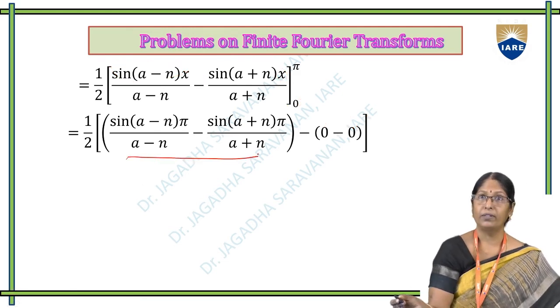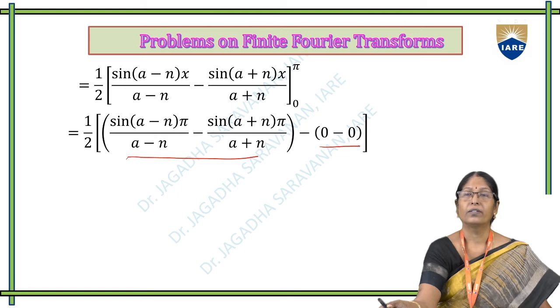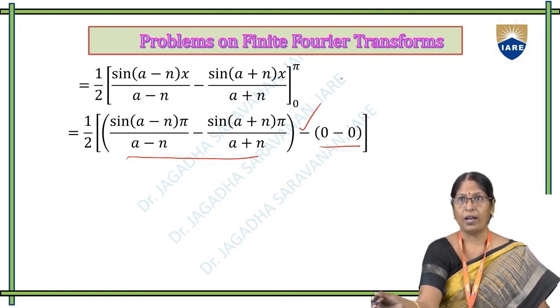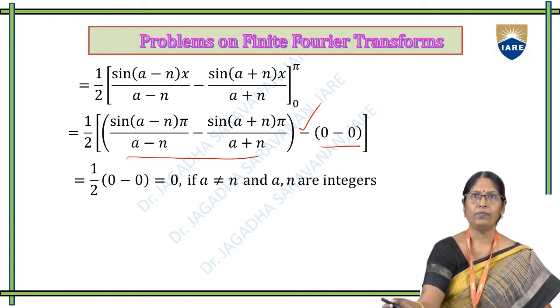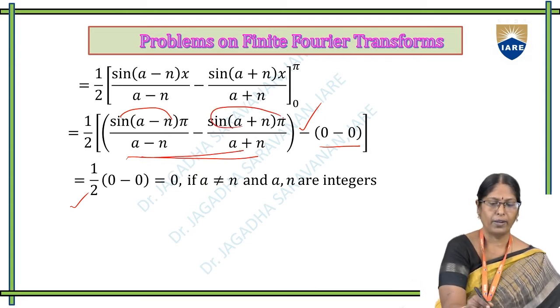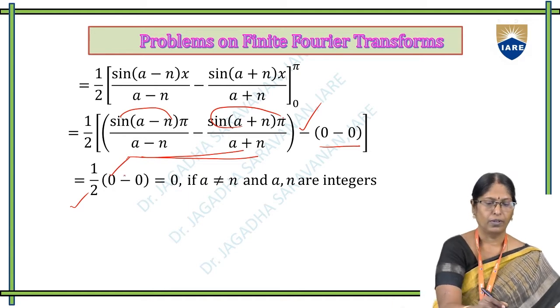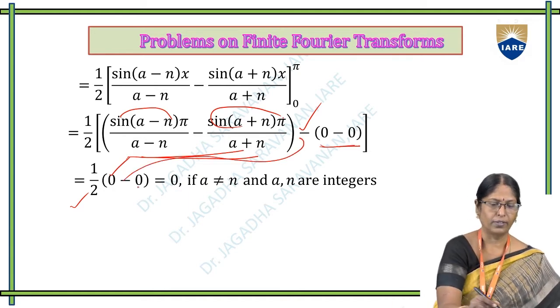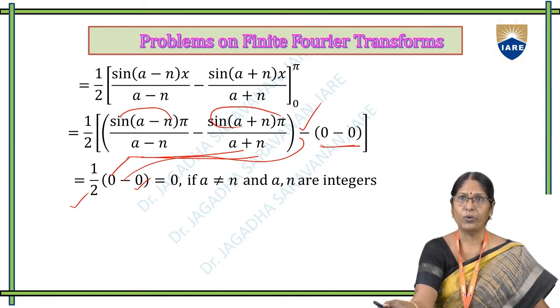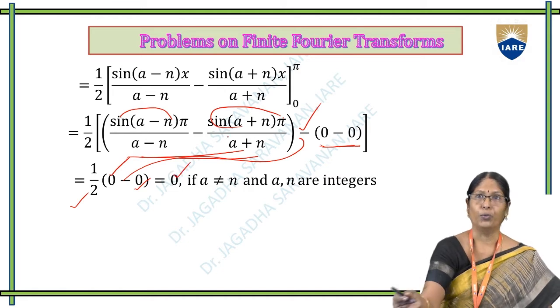So upper limit, lower limit, substitution is over. Between upper and lower, the formula sign. So 1 by 2 sin n pi, the value is 0. Here also the value is 0. Completely the upper limit is 0. For the minus sign, this is 0. So in the case when a is not equal to n, we are getting the value 0.